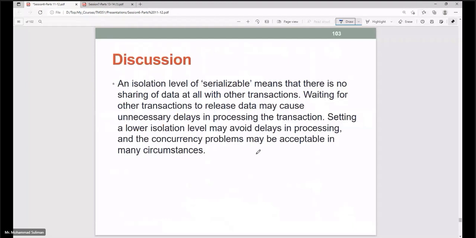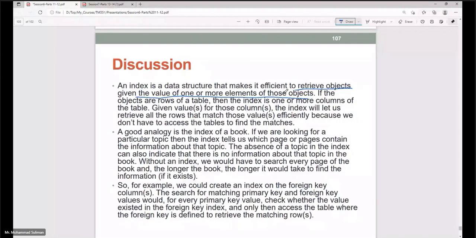Indexing. Fine. So what is indexing, or what are indexes here? An index is a data structure that makes it efficient to retrieve the objects given the value of one or more elements of those objects. That is, through indexing, we can retrieve the data, we can retrieve the objects. If the objects are rows of a table, then the index is one or more columns of the given table. For example, we can take the primary key as an index. So using an index, you can retrieve the objects.